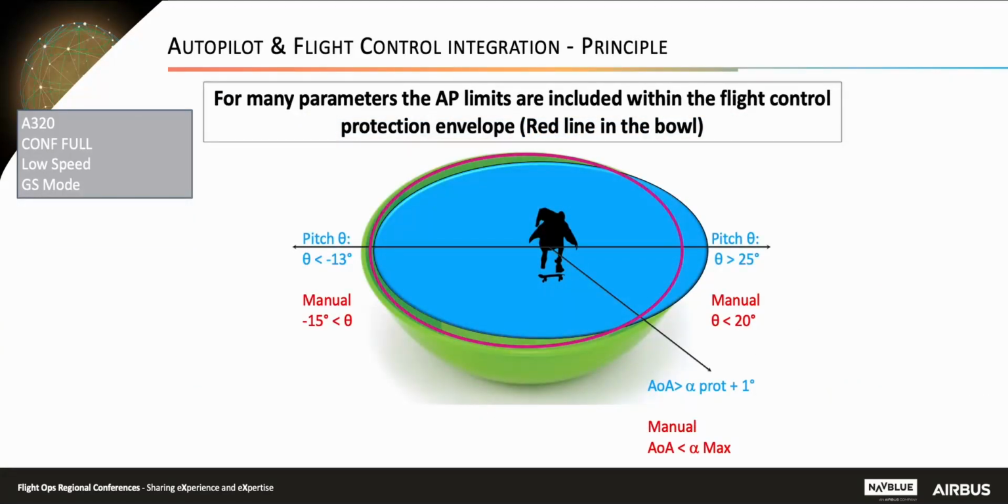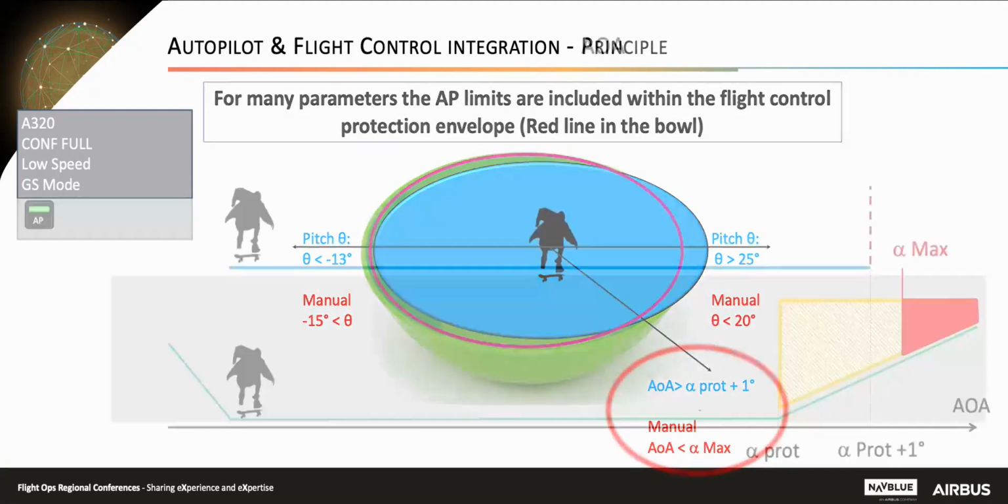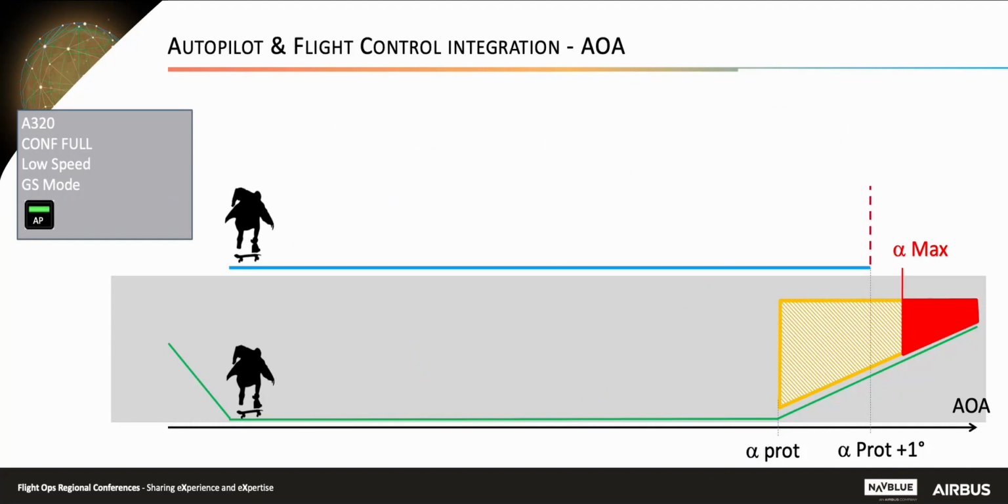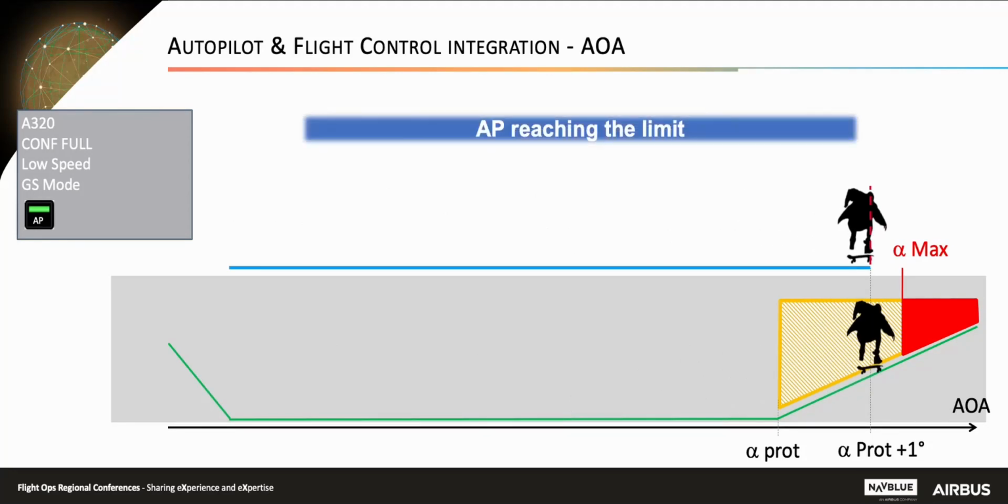We will observe now the same behavior for high angle of attack protection and limit. Let's focus on the autopilot behavior when reaching high angle of attack. As previously explained, the blue line is a sectional plan of the flat blue disc, which is the autopilot area of operation, and the gray area represents the side view of the ball, where the flight control law remains ready in the background during autopilot operation. So if the angle of attack reaches alpha prot plus 1, the autopilot will disconnect as per design.